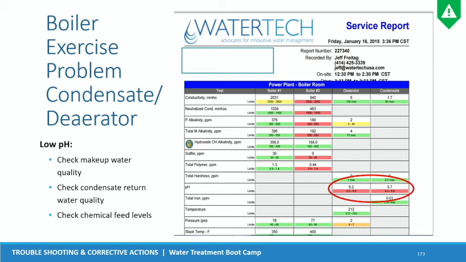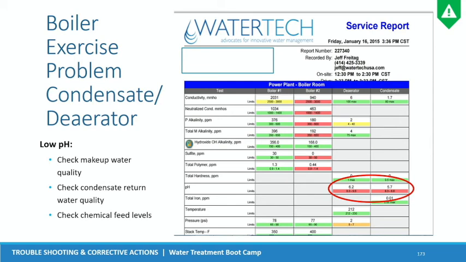So your deaerator pH and your condensate pH are both low. It's supposed to be mid eights to mid nines in the deaerator, and then 8.3 to 8.8 in your condensate, all right? So what do you think? You have low pH. So these are some of the things that you can look at checking, right?